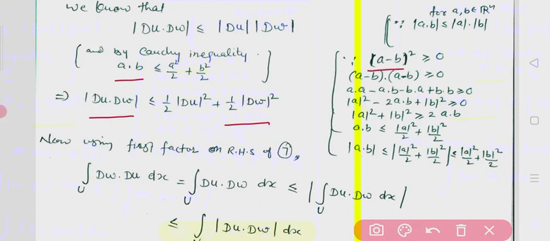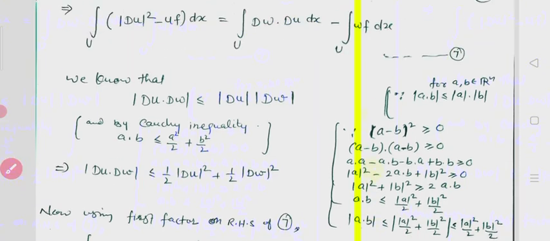If I take mod of a minus b square is greater than or equal to 0, a minus b dot a minus b is greater than or equal to 0, so that can be written as a dot a minus a dot b minus b dot a plus b dot b is greater than or equal to 0, which can be rewritten as mod a square plus mod b square minus 2 a dot b. When minus 2 a dot b is transferred to the right hand side, or you can say adding 2 a dot b to both sides, you will get mod a square plus mod b square greater than or equal to 2 a dot b, or 2 a dot b is less than or equal to mod a square plus mod b square. Dividing by 2 on both sides, a dot b is less than or equal to this one, and mod of a dot b, if I take, will be further less than or equal to mod of a square by 2 plus mod of b square by 2. Similarly, we are saying that mod of ∇u dot ∇w is less than or equal to mod of ∇u square by 2 plus mod of ∇w square by 2. So you will get this thing.